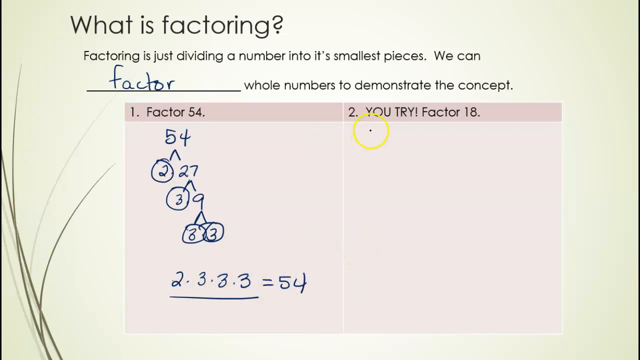Pause the video right now and you try to factor 18. Welcome back. You should have started with 2 times 9 because 18 divided by 2 is 9, and then 9 is 3 times 3.